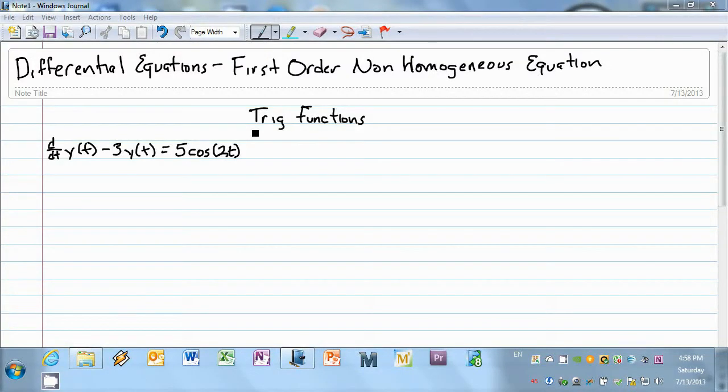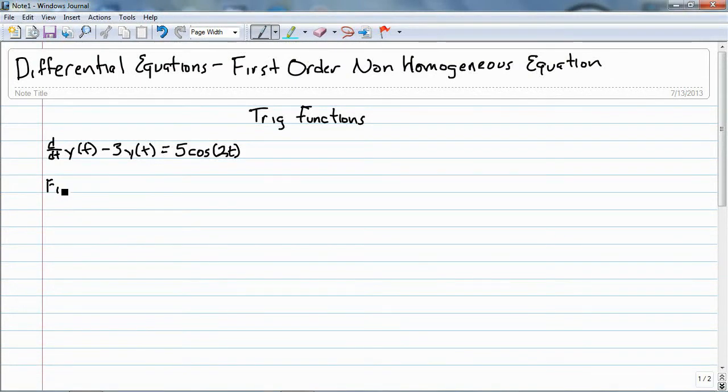Our next topic is going to be a first-order non-homogeneous equation that has a trig function on the right-hand side. So our first step, should be getting used to this by now, is to solve the homogeneous equation. And we've done this. If you need to check the first order homogeneous equation video, do that now.